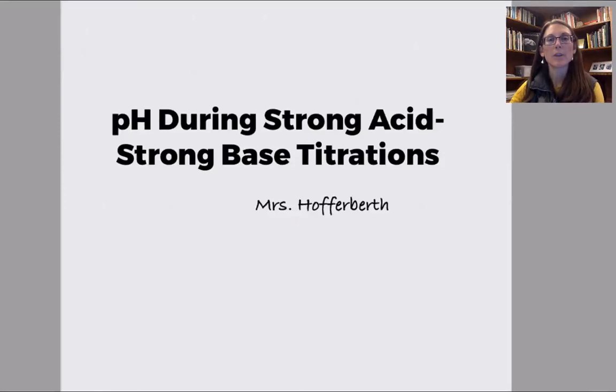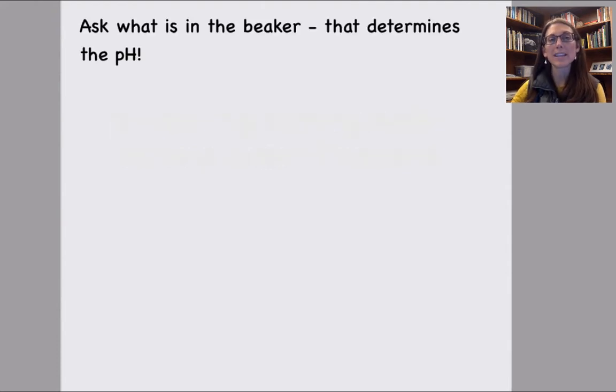Hey everybody, let's talk about calculating the pH during strong acid, strong base titrations. So the key to pH calculations during a titration is to ask yourself what's in the beaker or what's in the flask. That's what's going to determine the pH. We're not going to do any new kinds of calculations in any of this process. It's just a matter of deciding which type of calculation that you're familiar with is appropriate to apply.